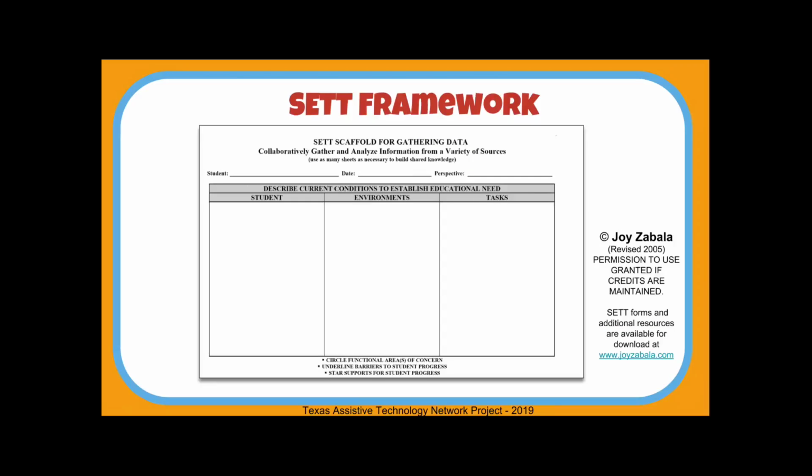Many of these decisions are made using a SETT framework. The SETT framework was designed by Joy Zabala. Additional information can be found on her website, along with training guides. The SETT framework basically goes over a description of the student, the environments that the student is working in, and tasks that the student needs to complete in order for the team to choose the best technology tools that the student needs for success.